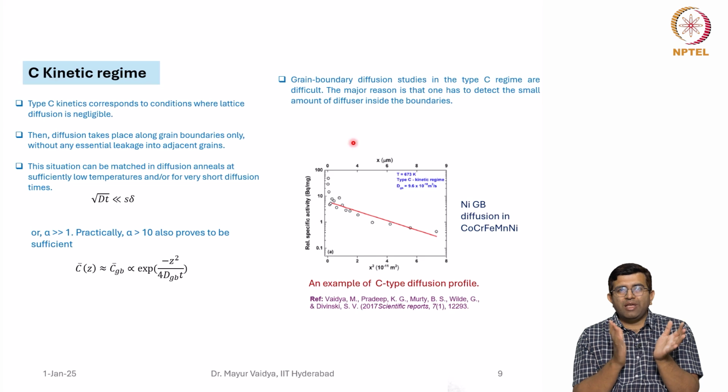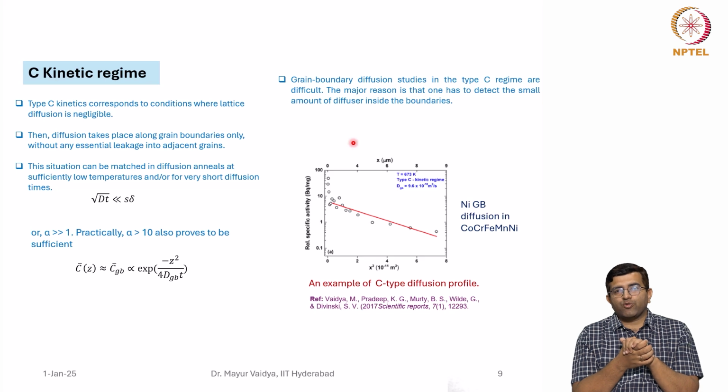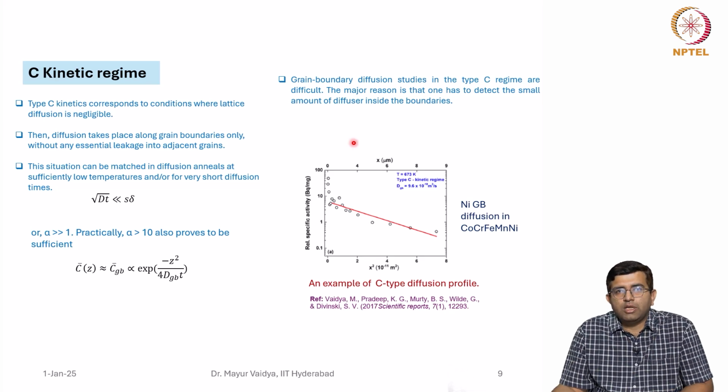So, usually radio tracer diffusion is the only way which allows you to do this kind of measurement in the C kinetic regime, because it has a high nuclear counting sensitivity. So, you can detect a small amount of tracer concentration, but otherwise it is challenging to perform experiments in the C kinetic regime because of detection limits of the small amount of the diffusing atoms.